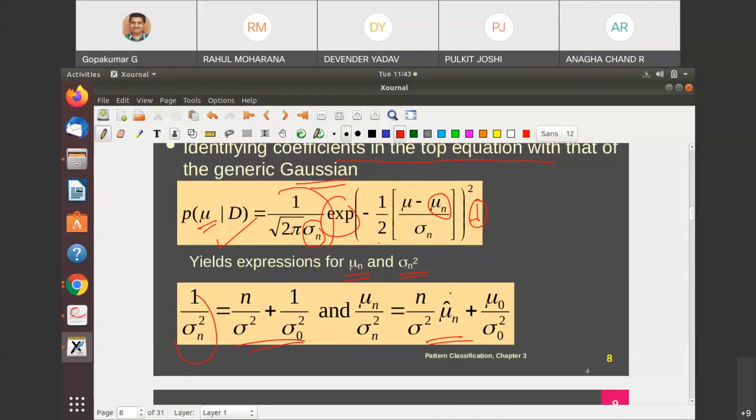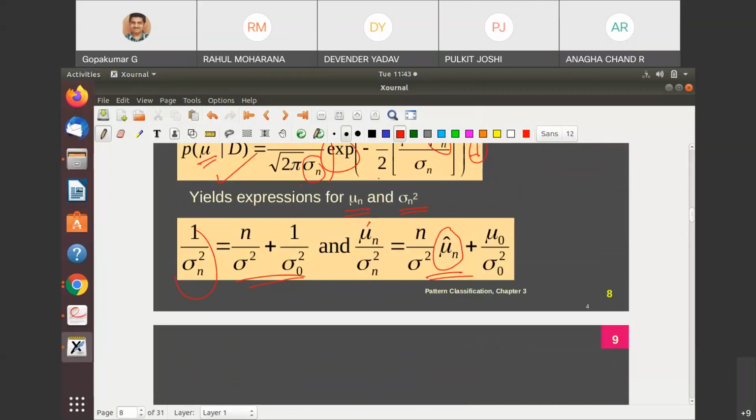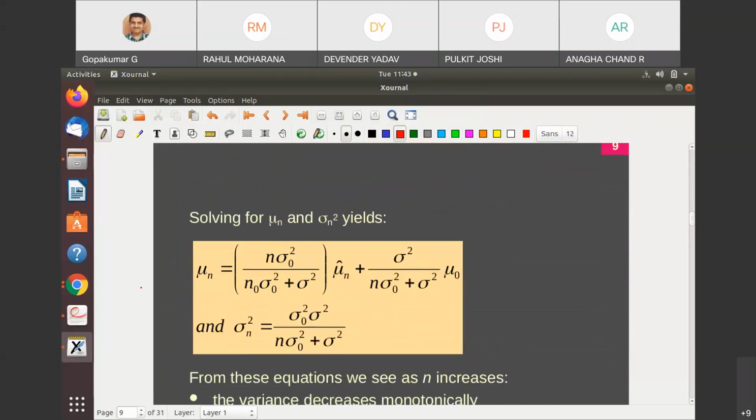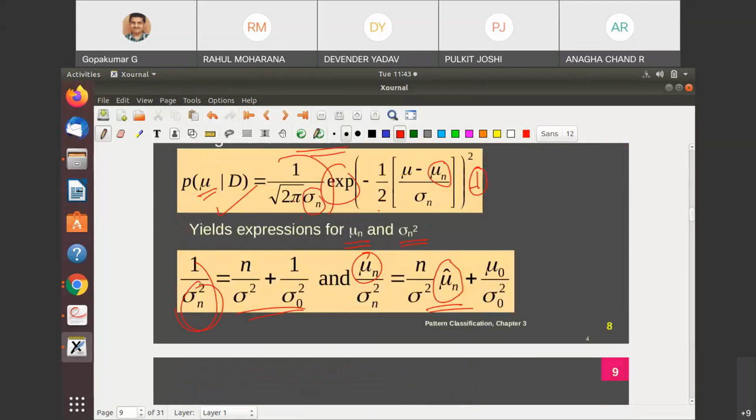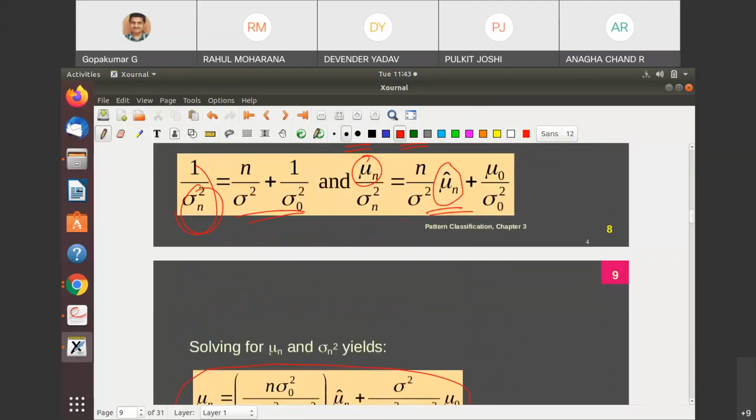Why we bring in mu cap is that mu cap is the best mu value that we are trying to look for. So that's why mu cap comes into the picture. If you rearrange the previous equation for mu n and sigma n square, you'll get an equation of this kind. So mu n is equal to this equation, and sigma n square is of this form. This is just obtained from the previous two equations.